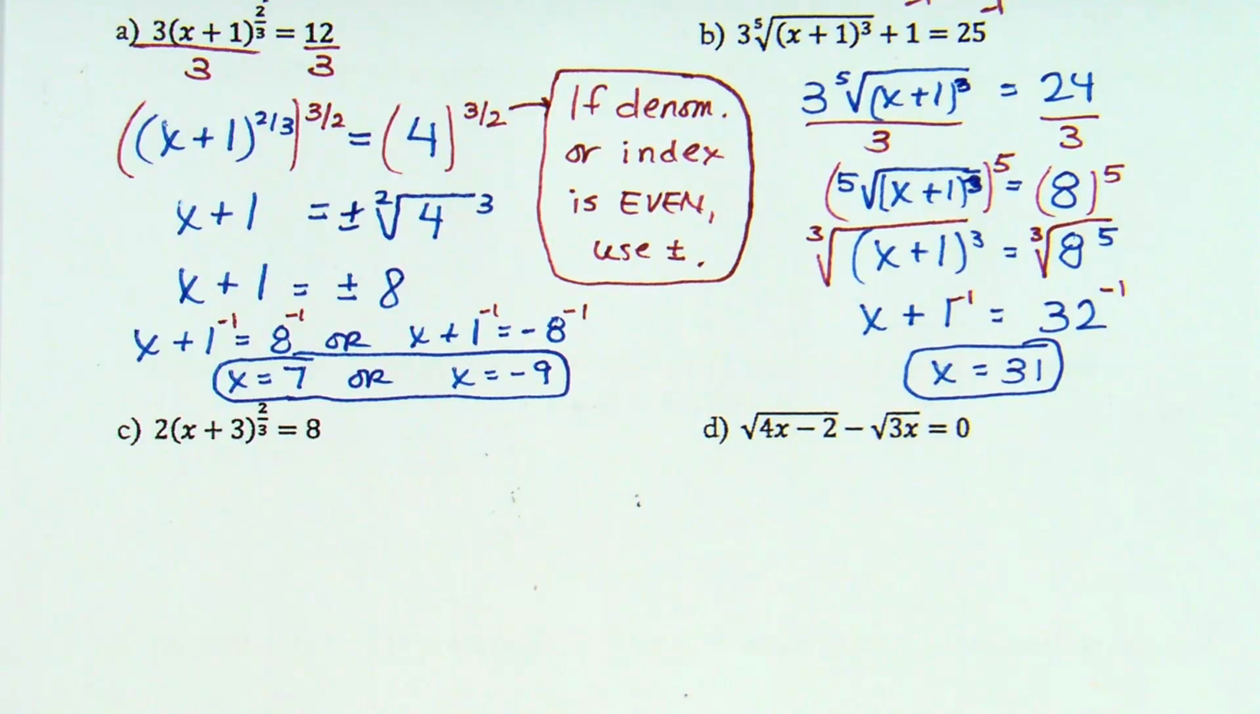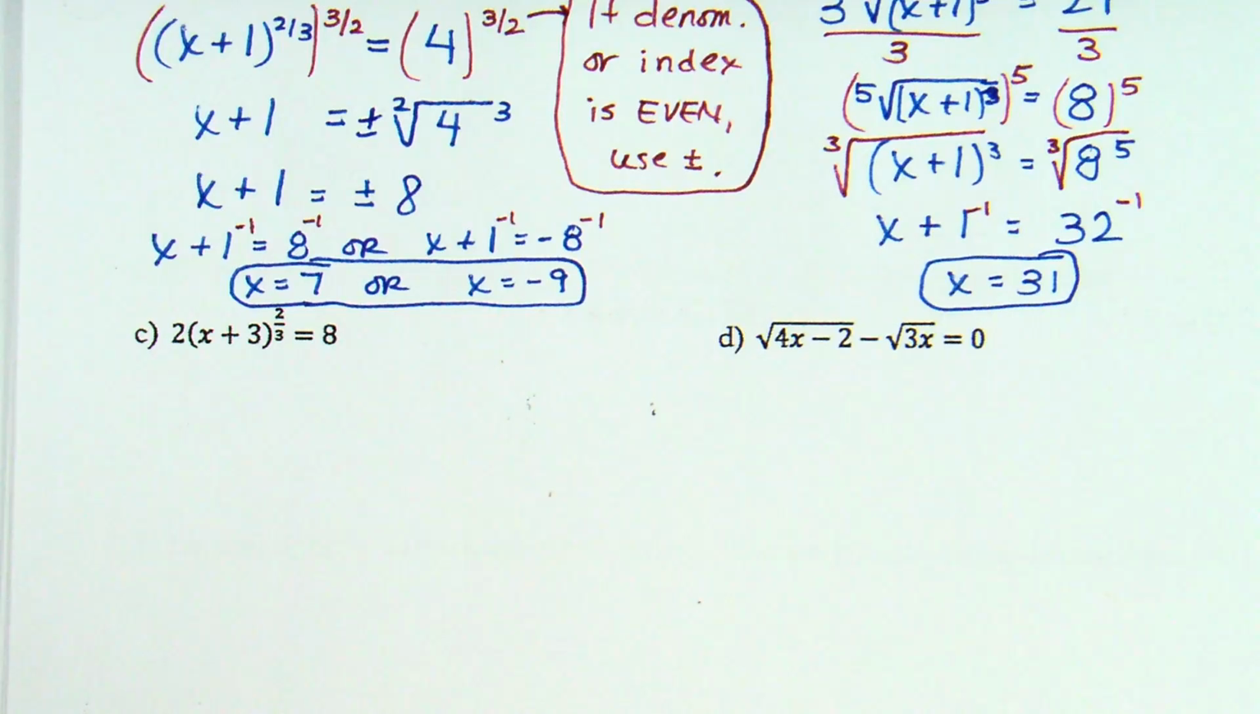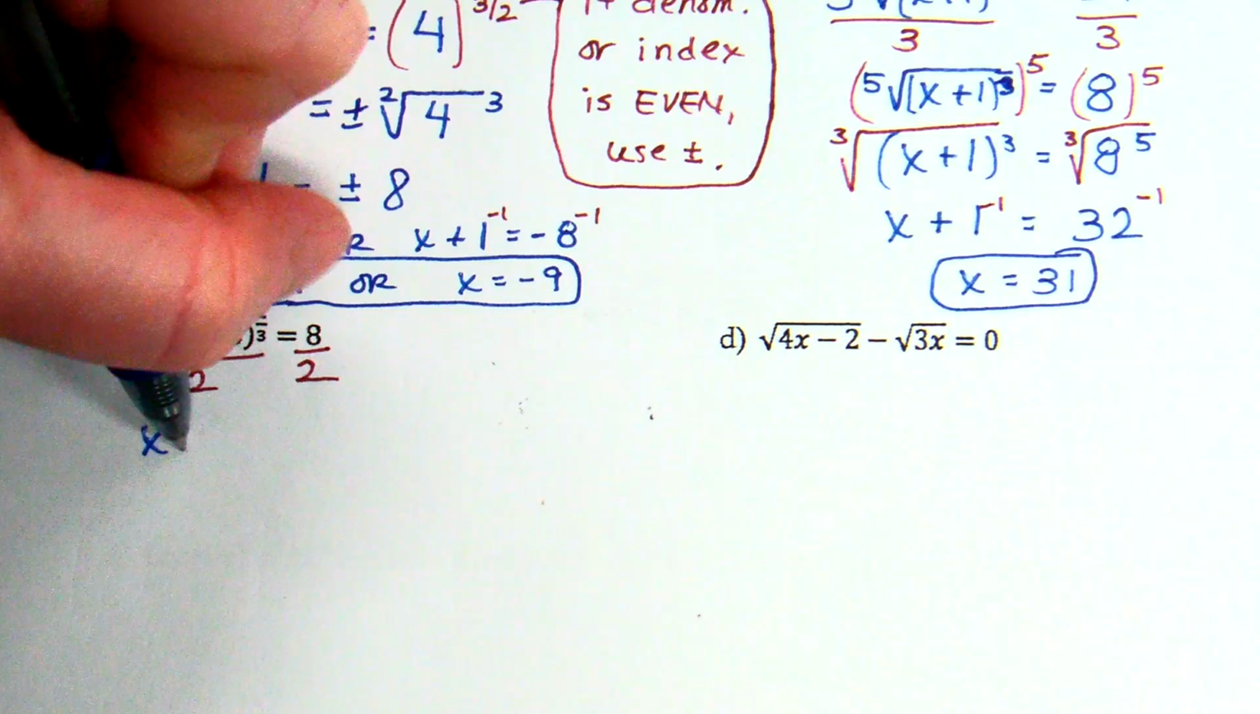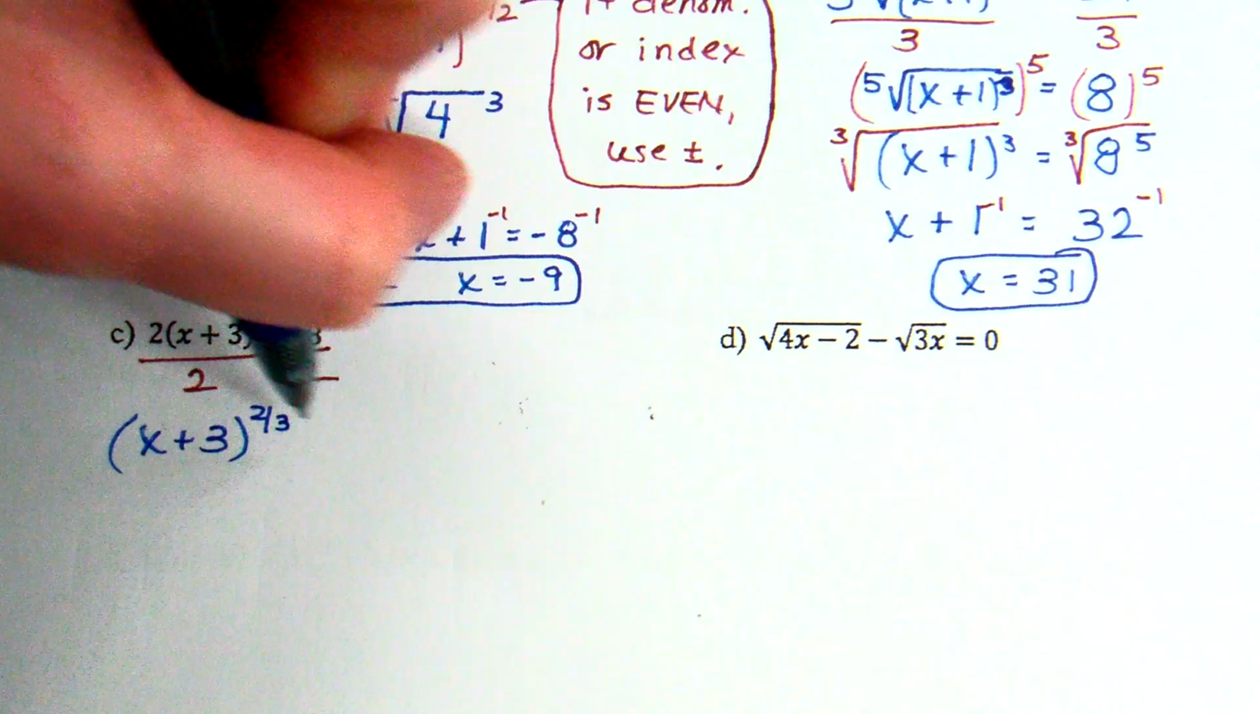What do I have to think first? Is my radical, or my parentheses with fraction exponent, isolated? No. What do I need to move? The 2. How do I move the 2? It's 2 times the parentheses, so I'm going to divide by 2. If I divide the left by 2, divide the right by 2. (x plus 3) to the 2/3 equals 4.